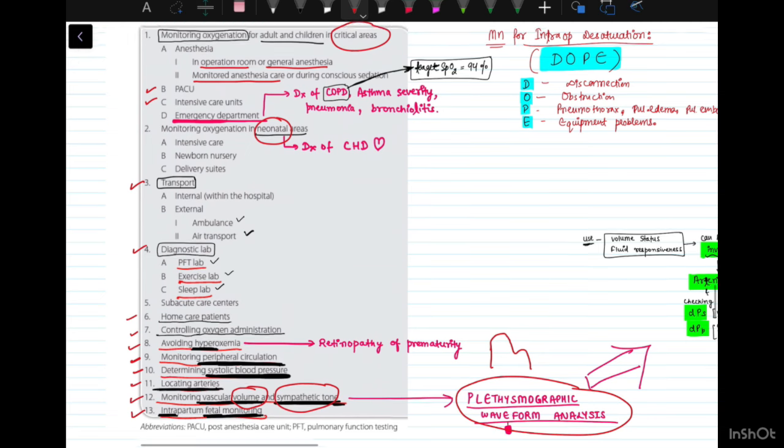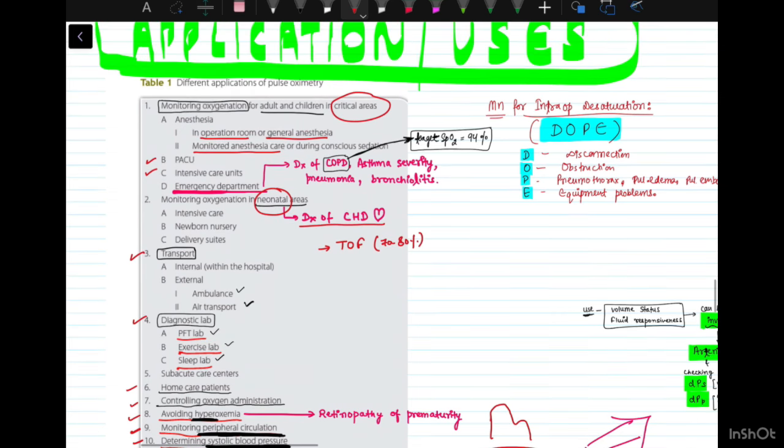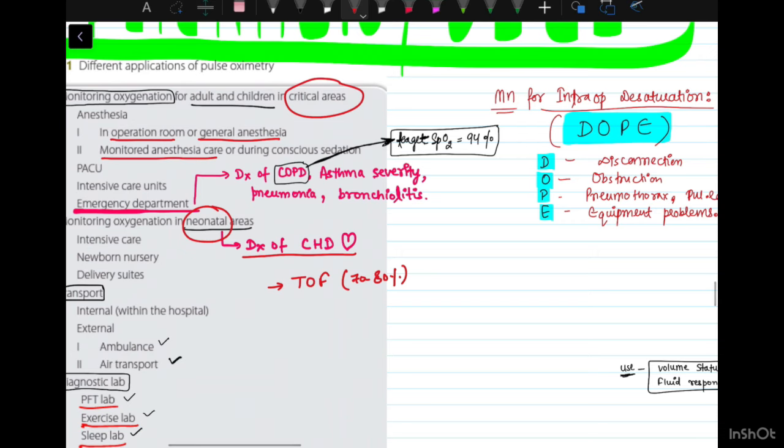And intrapartum fetal monitoring. Specifically, I have mentioned in the neonatal area, obviously, it is about the diagnosis of CHD. The patient is cyanotic, and suppose it is a TOF patient. So the saturation is not going to be like in normal patients. It will be much less, suppose 70 or 80% baseline, and the patient may be cyanotic.